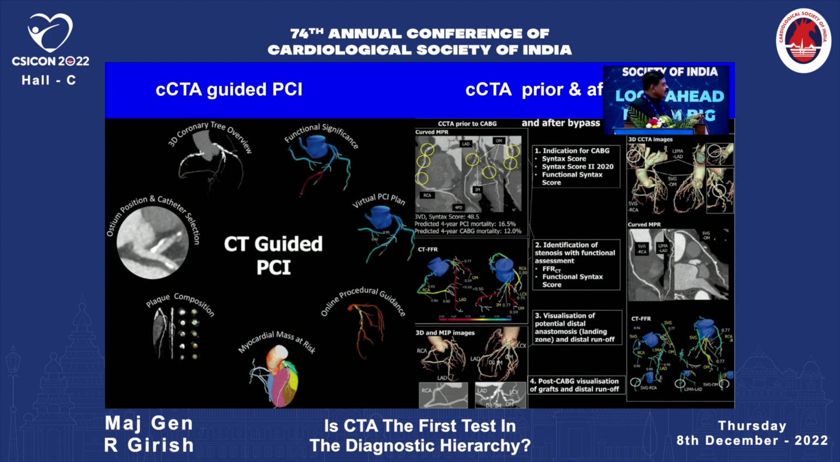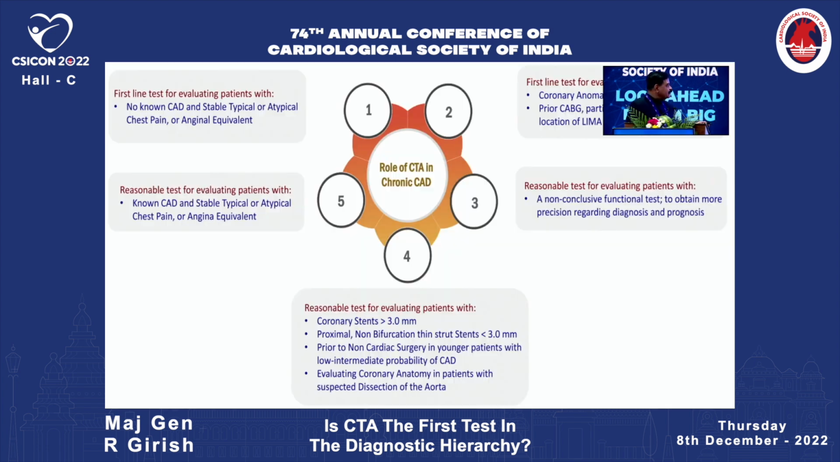So again, about CTA guided PCI, there are various PCI scores. Similarly, CCTA can be used prior to and after CABG, including redo CABG, wherein adhesions can be detected and it can guide the surgeon for limb dissection.